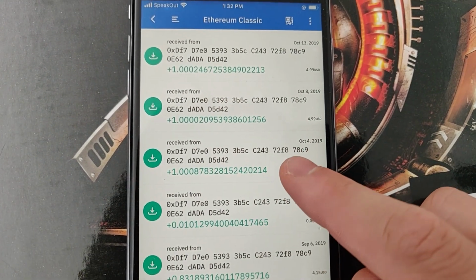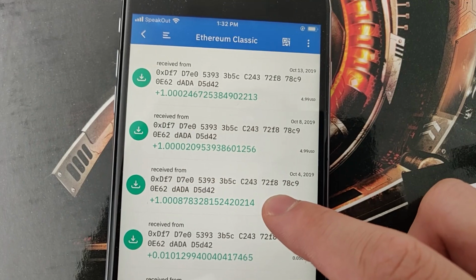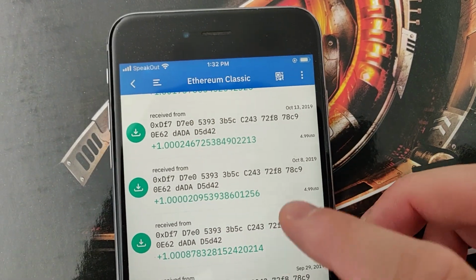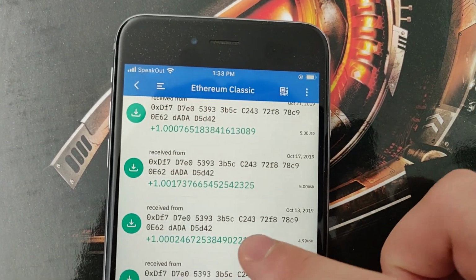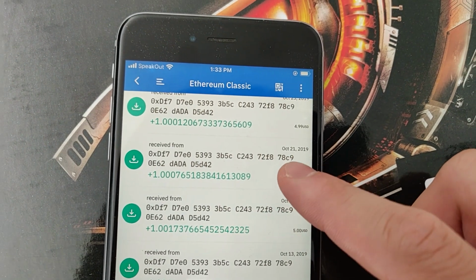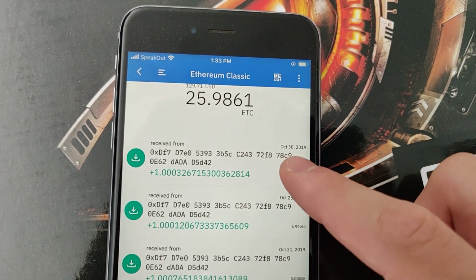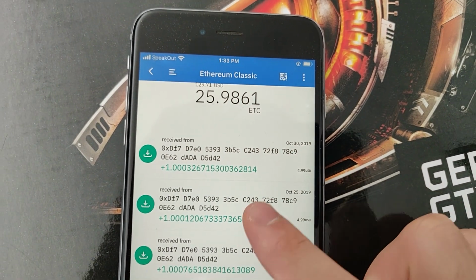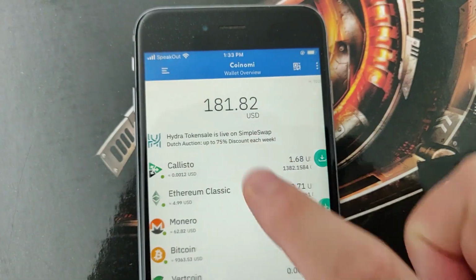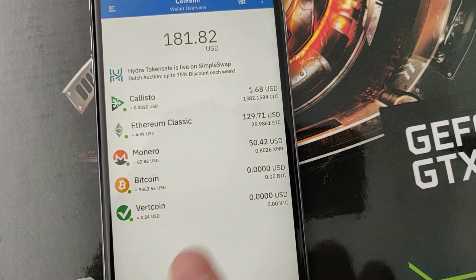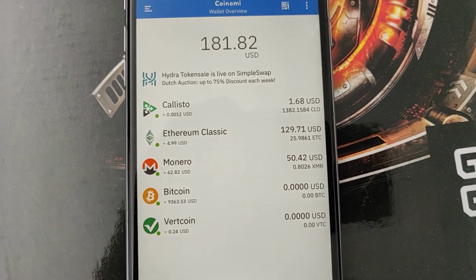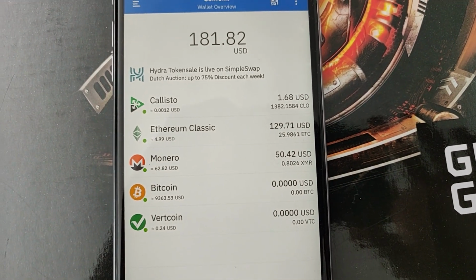October 4th, there's one. October 8th, there's another one. Then 2, 13, 3, 17, 4, 21, 5. October 25th, 6th, and then October 30th, 7th. So I've mined 7 Ethereum Classic for my Radeon 7 total here. Alright guys, I'm going to see you back on the computer.